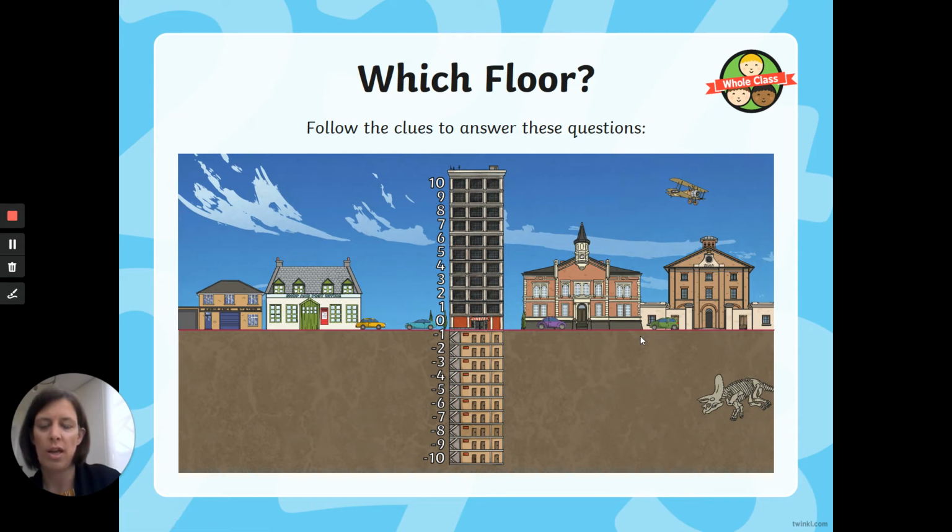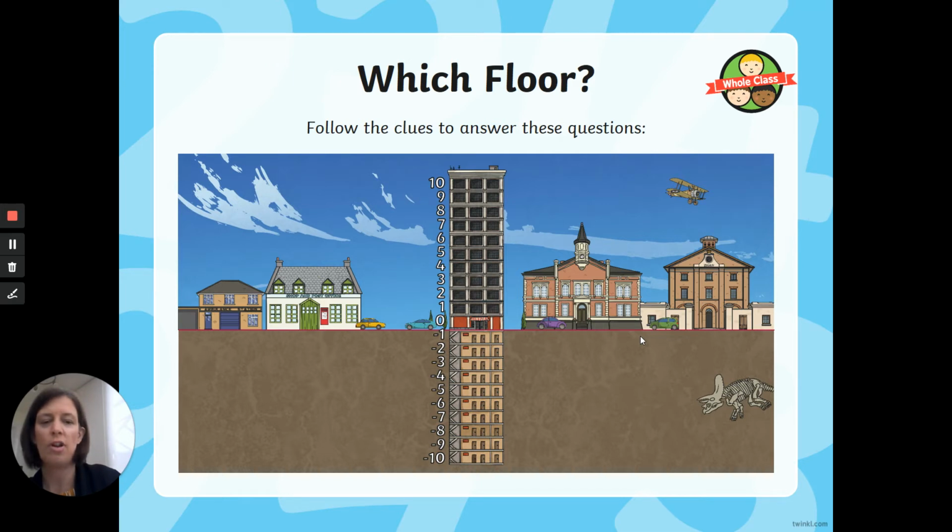So have a little look here. The numbers have been written on for you. So you can see 0 to 10 going above the ground there. But then as we're going down under the ground, -1, so -1 floor is the first floor under the ground, going all the way down to -10 floor. So it's the same idea as we looked at before, but this time it's a vertical number line.